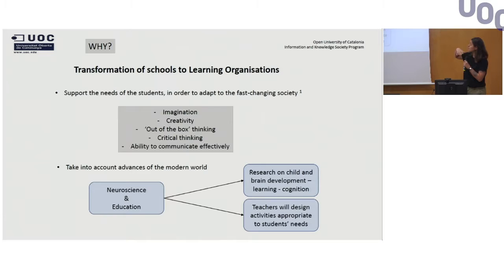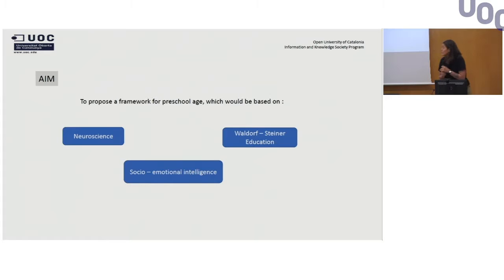Apart from that, do we take the science in that? Do we take what neuroeducation, neuroscience offers in the modern world? Neuroscience offers the research on child and brain development, about their learning, their cognition. Do teachers know any of this? So my aim is to propose a framework for preschool, which would be based on neuroscience, on Waldorf-Steiner education, and socio-emotional intelligence.